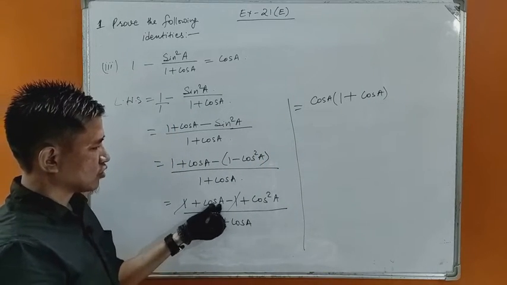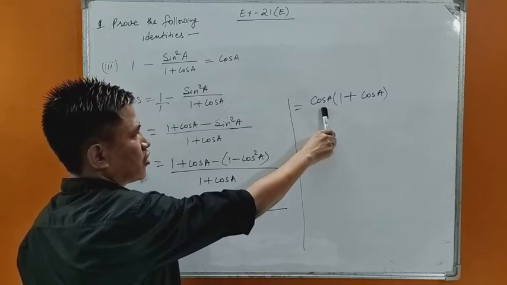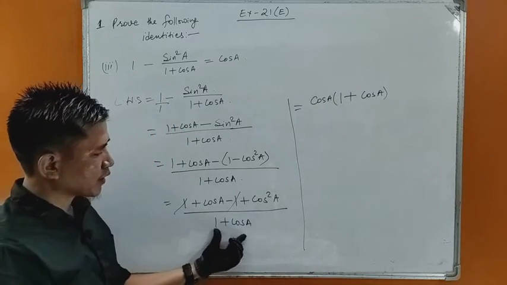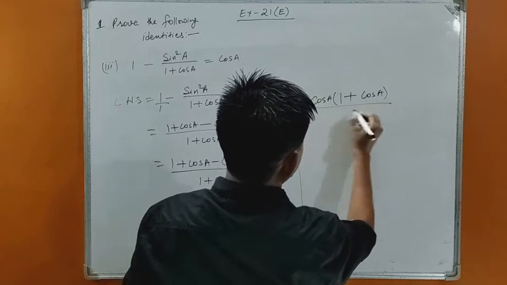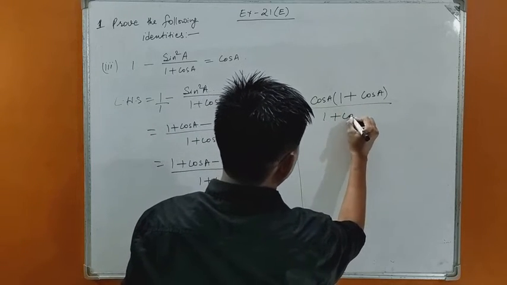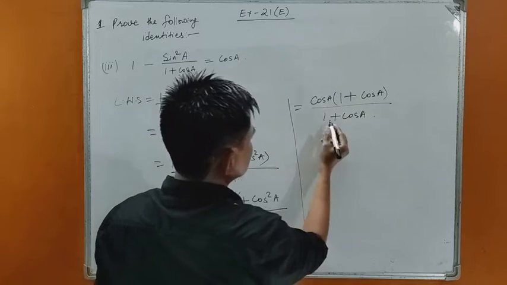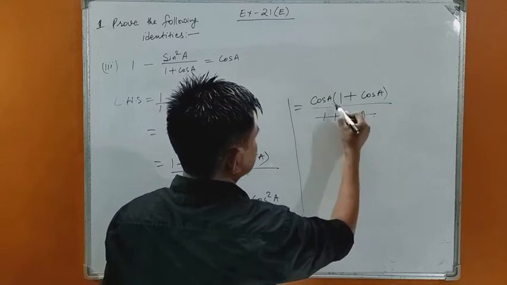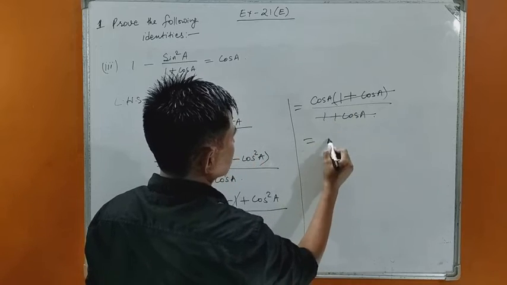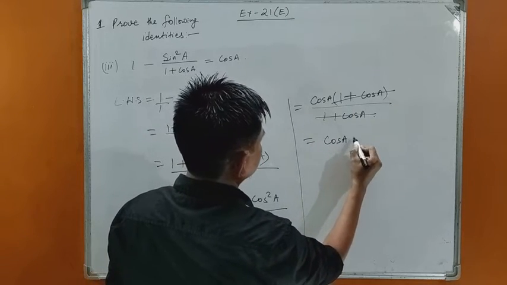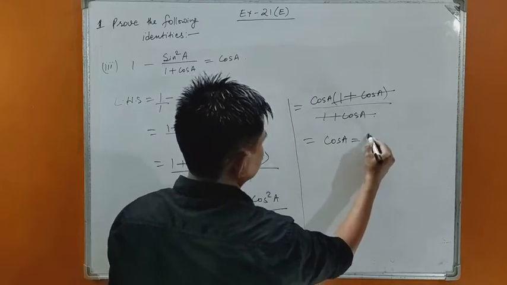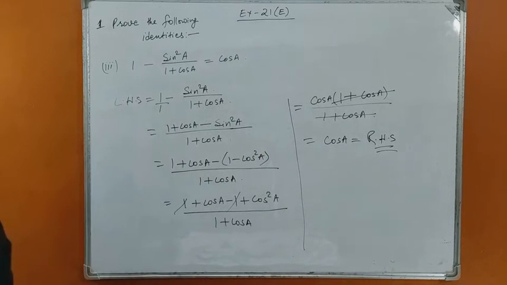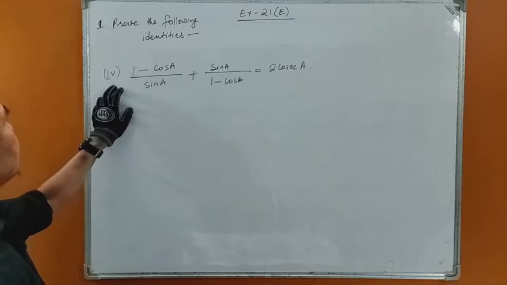From this cos A and cos square A, I take cos A common. So within the bracket remains 1 plus cos A. In the denominator we have 1 plus cos A. So this 1 plus cos A from the denominator and from the numerator can be cancelled. So remains cos A. So this is what we have in the right hand side, RHS. Hence proved. Now let us do question number 4. Let's do question number 4 of 1.